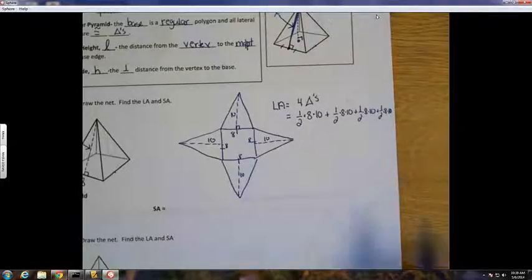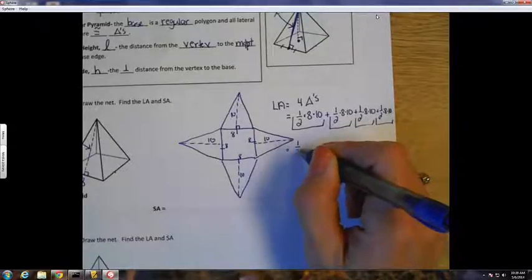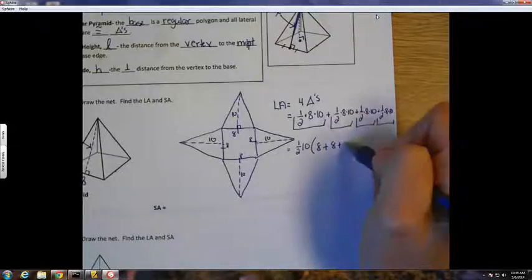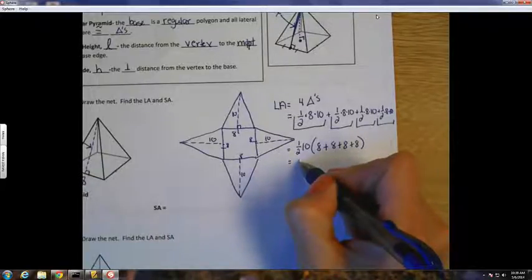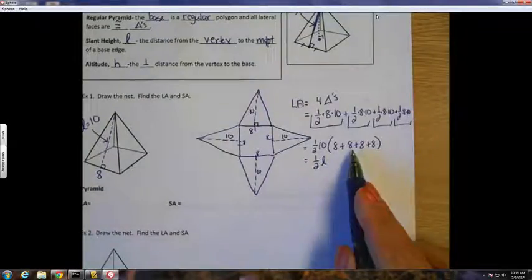Okay, now, I want you to think of this as 4 baskets. I want to factor out the 1/2 and the 10 from each of them. What's going to be left in each basket? 8. So I've got 8 plus what's in the next basket, 8 plus what's in the next basket, plus the last basket. Okay, so now I don't even really want the answer here. I want to know what each value represents. What is the 10 representing in this pyramid? Not height, slant height. What is 8 plus 8 plus 8 plus 8 representing?